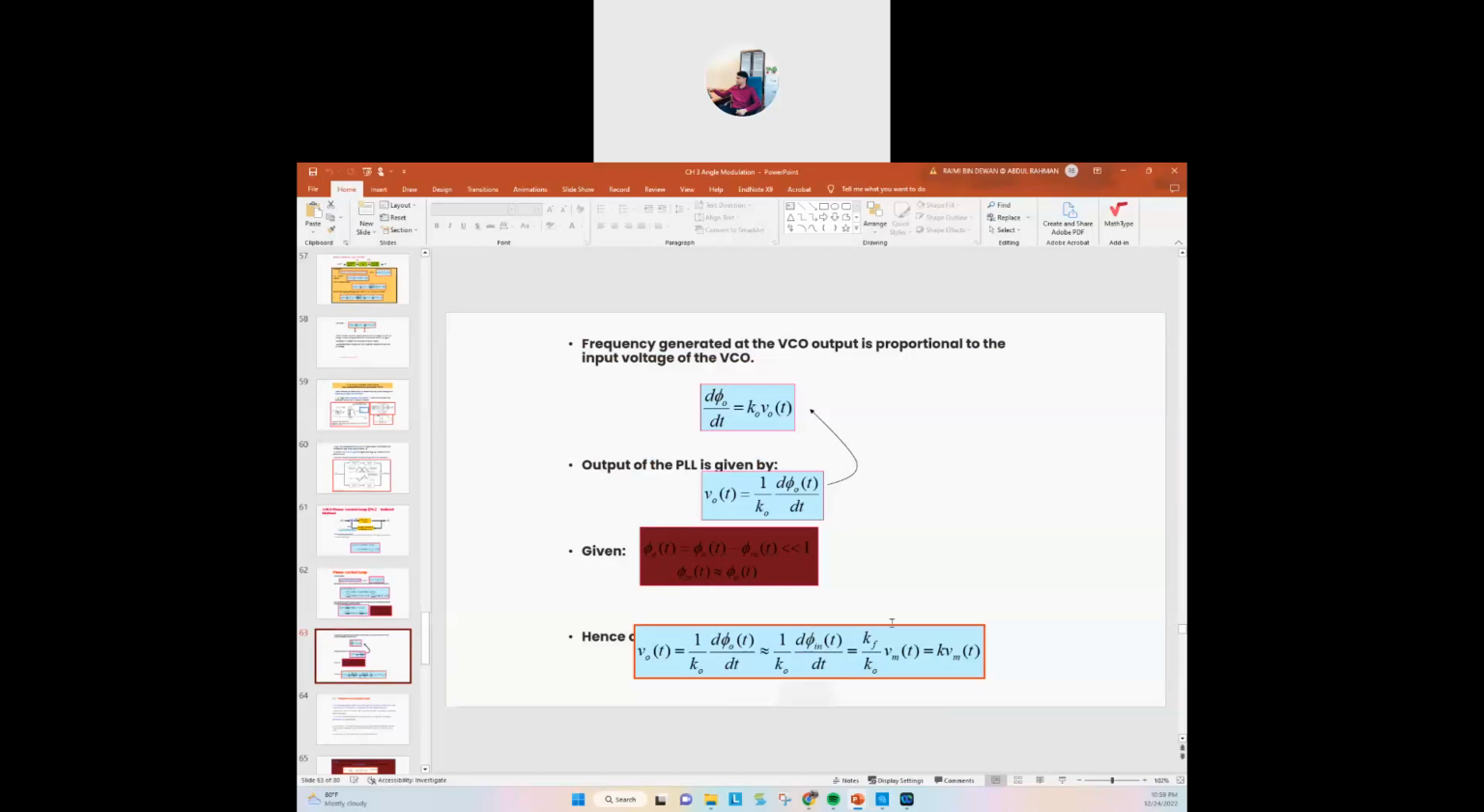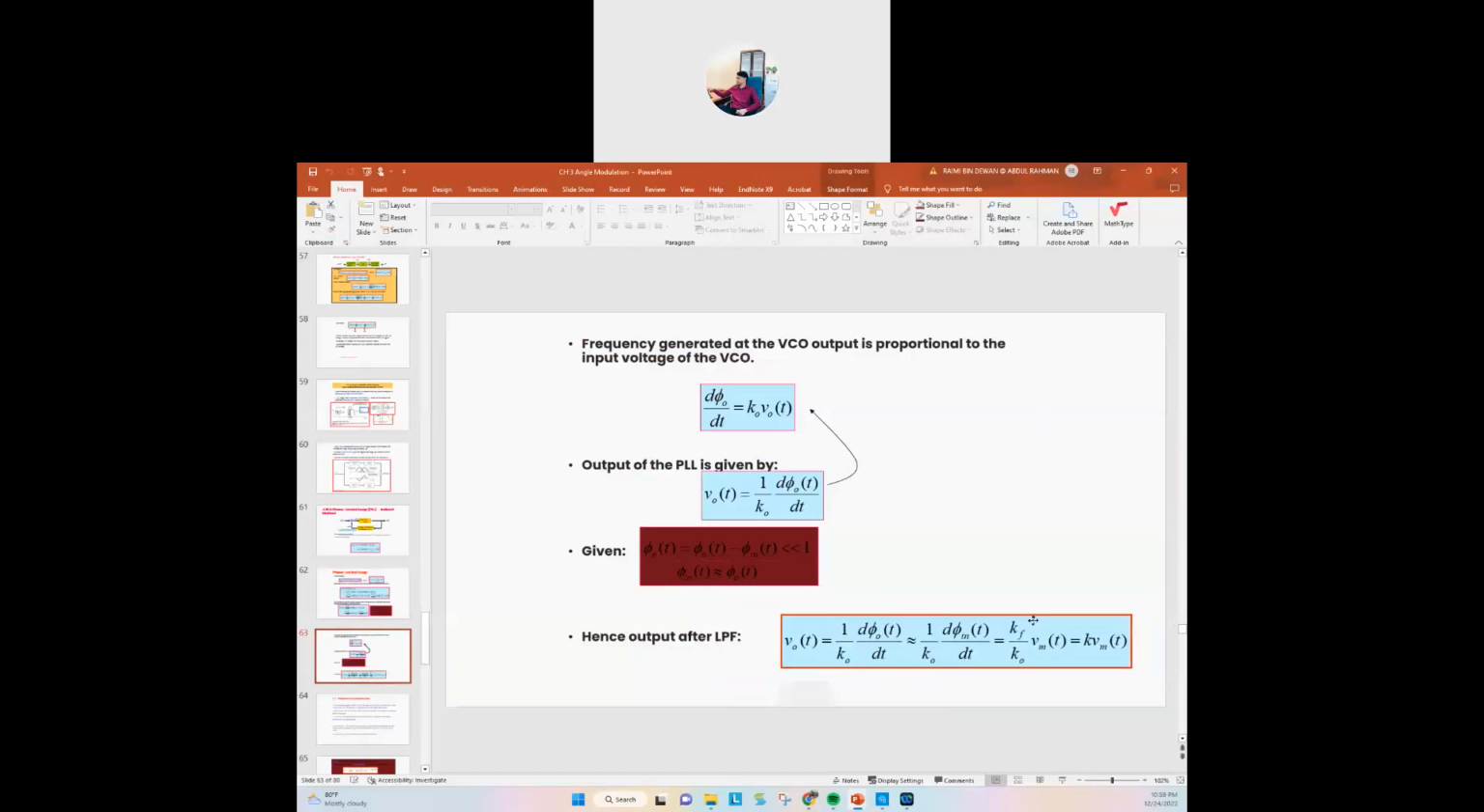So hence v_o(t) we output here. Sorry for the slight positioning error just now, that's why I put it away. So hence the output after your low pass filter, this one is after the low pass filter: v_o(t) equals 1 over k_o times d phi_o over dt.